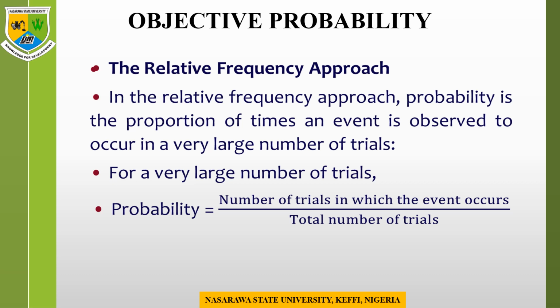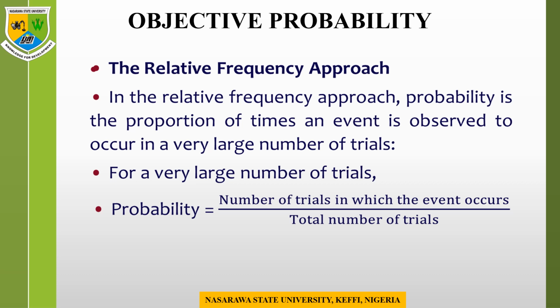For example, if you toss a coin 10 times, we have head and tail. If you did it 10 times, the head may appear, let's say, 6 times, and the tail may appear 4 times.